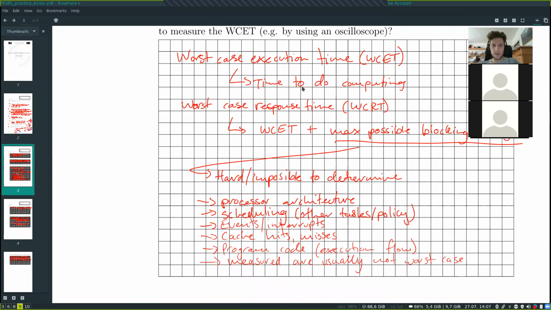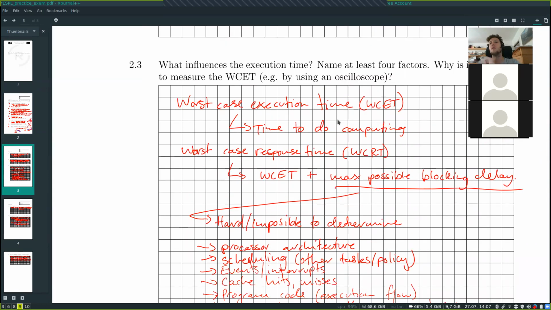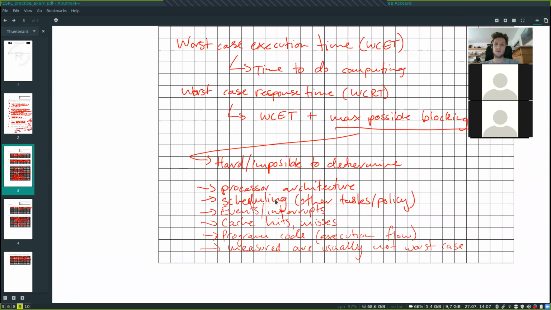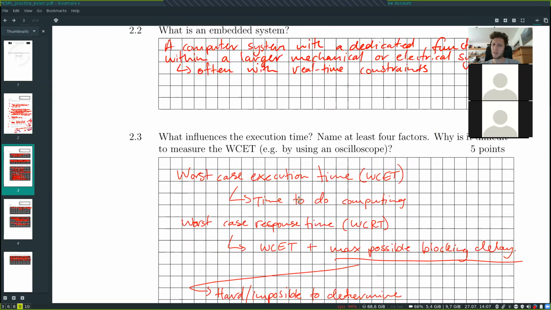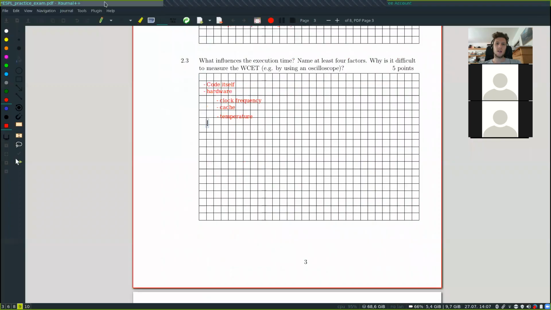Worst case execution time tied to computing. Maximum possible blocking delay, that's a good word for it. Processor architecture, scheduling, other tasks, policy, events, interrupts. That's the events and interrupts, mostly the worst case response time. So I would say these are part of the response time. So that should be for code, hardware.